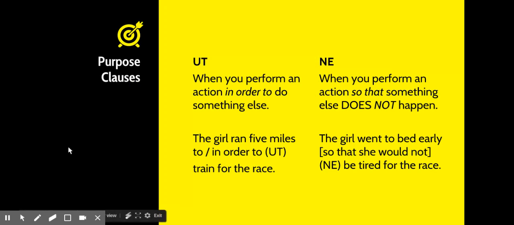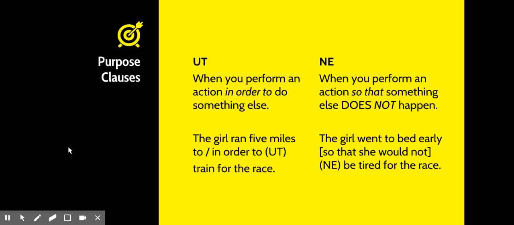So in a purpose clause, we use ut in a different way. Ut is used when you perform an action in order to accomplish something else. The girl ran 5 miles to train for the race. You can also express this with a slightly longer sentence. The girl ran 5 miles in order to train for the race. And in a sentence like that, you would use the word ut in Latin.